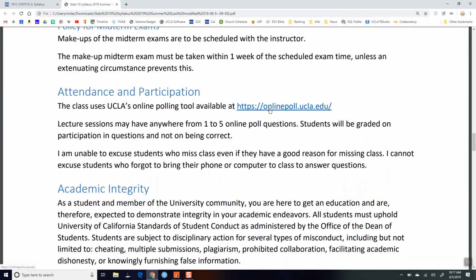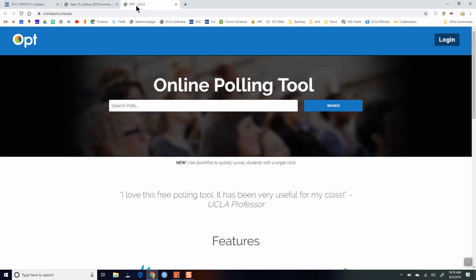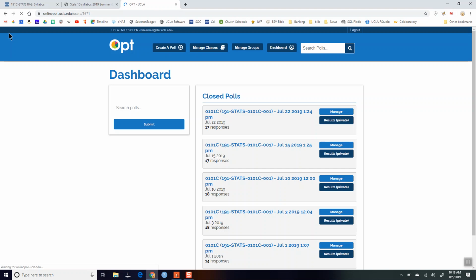Attendance and participation will be done via the online poll. I'm assuming you guys all have UCLA logins, even those of the freshmen who are just entering. I imagine you guys have UCLA logins. And so we can try this out right now. Go to onlinepoll.ucla.edu and log in there. And you'll have to do your two-factor authentication with Duo and get logged in.